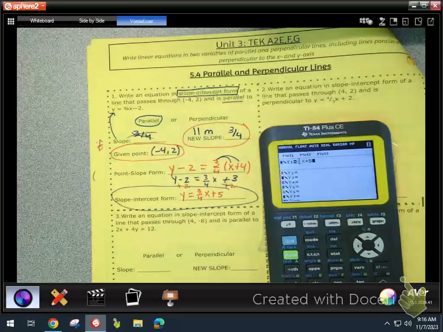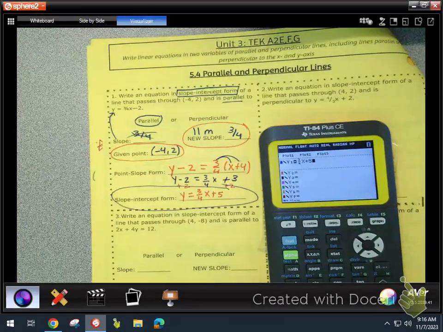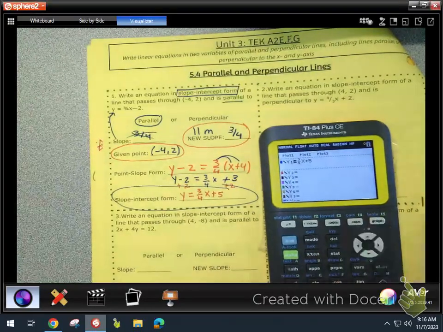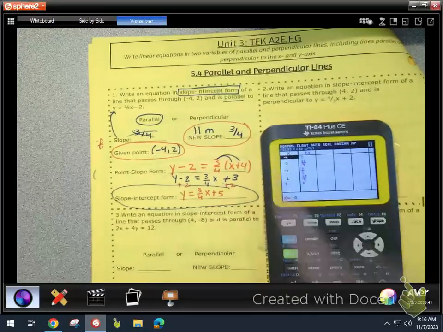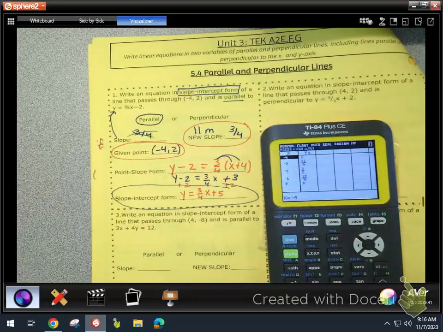How do you know if it did, Miles? Once you put it in here, where do you go? Second graph. Thank you, Miles. What does it say in blue above the word graph? Table. So you go look in the table and you're looking for that point. -4, +2. If it is there, check, check. You did it right, okay?